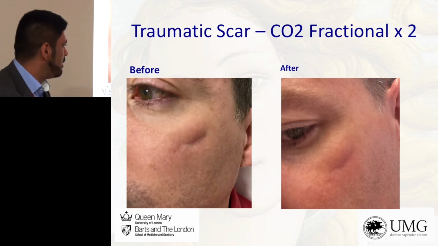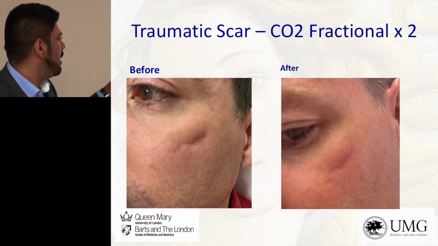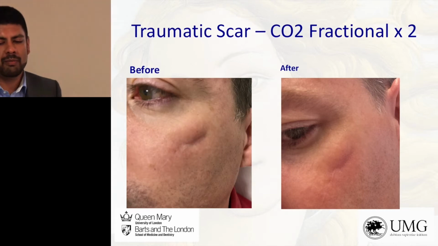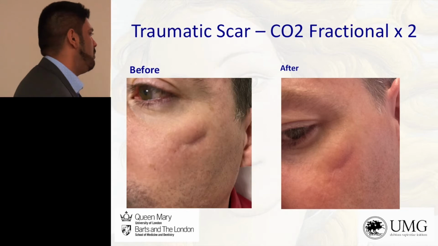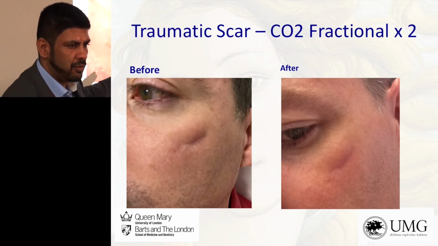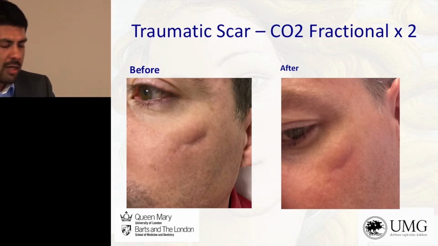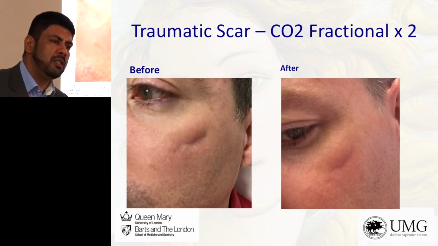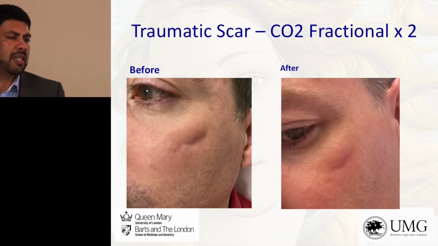I know we're sort of time limited. This is a traumatic scar from a laceration from a glass bottle. I was initially thinking that I would subcise this, but when I told him about risks of damage to the zygomatic branch of his facial nerve, he said, no, don't subcise it. It's like, okay. So I thought, well, we'll just treat it with a laser alone. This is a fractional CO2 laser after 2 treatments, and literally, you can see the depth of the scar is much improved because of the beauty of fractional laser that allows you to treat through almost the full thickness of the dermis.